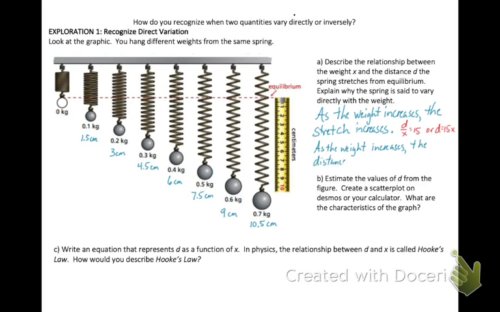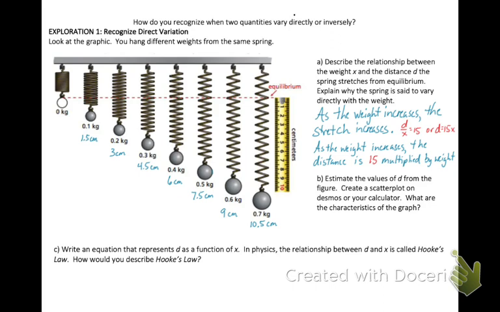This is what we call a direct variation relationship, when you have one quantity multiplied by a value and that gives you another quantity. So let's look at B. Let's estimate the values of d from the figure. Create a scatter plot on Desmos or your calculator, and then what are the characteristics of the graph? So we have those values. You can pause the video, pull up a Desmos screen, and then put in those points. So using the weight for x and the distance for y.